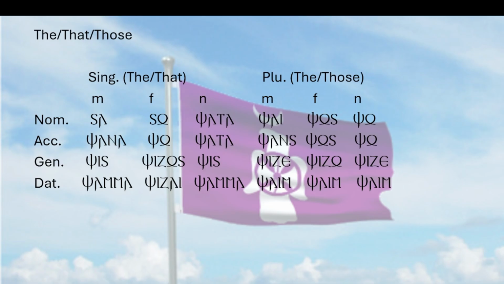In order to say the, that, or those, you'd use the declensions of sa, literally the nominative masculine for this table. So sa will be translated into the or that. Again, the singular on the left here will be translated into English as the or that. The plural will be translated into the or those.